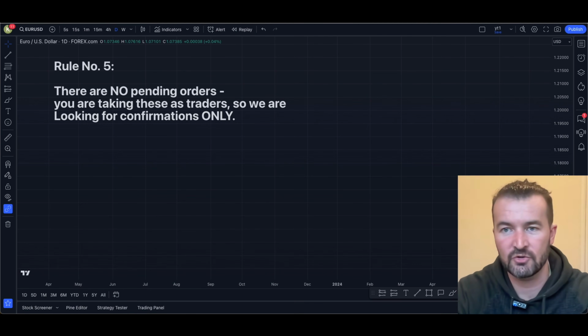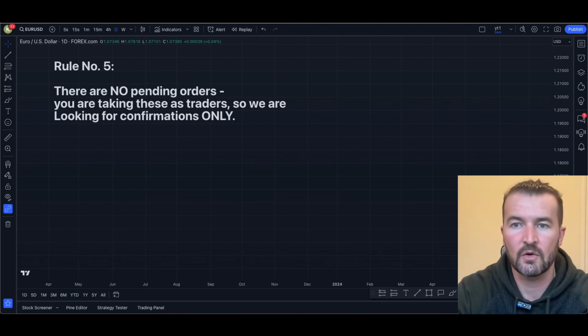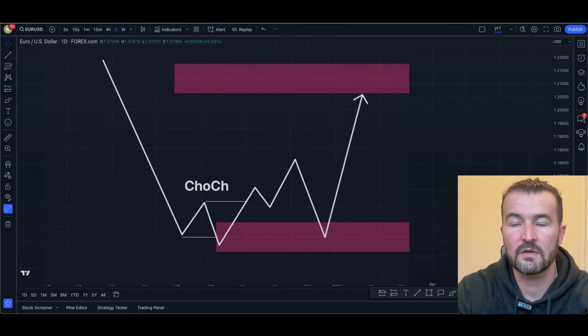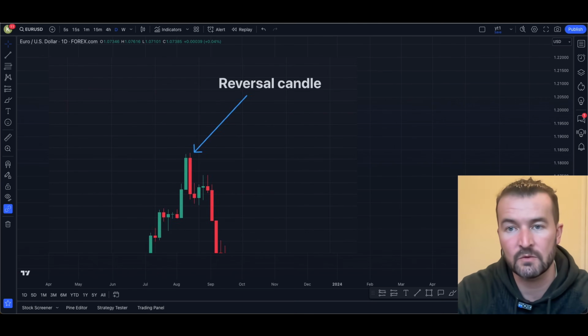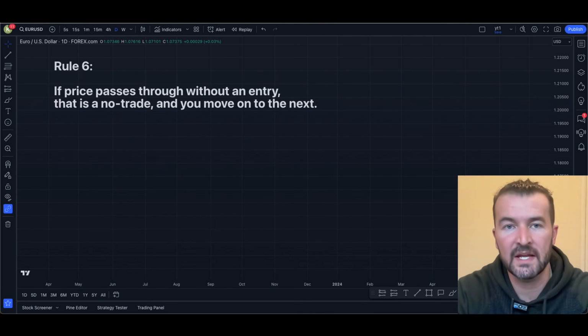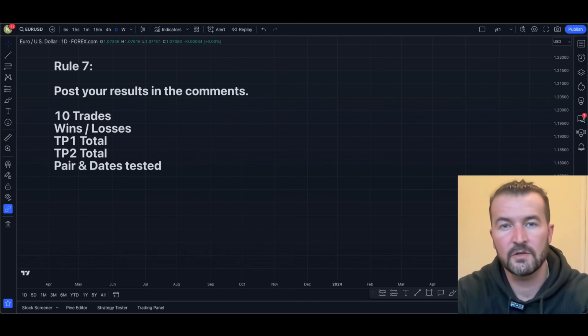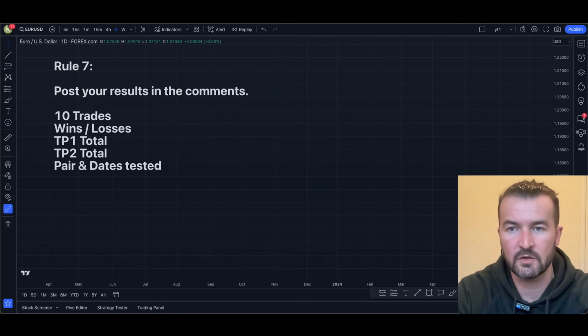We are taking these trades as traders, so we are looking for trade confirmations only. Now, those trade confirmations can come in the format of CHoCH, or they can come from reversal candles. Rule number 6 is that if price passes through without an entry, that is a no trade and you move on to the next. And the final rule is to post your results in the comments.